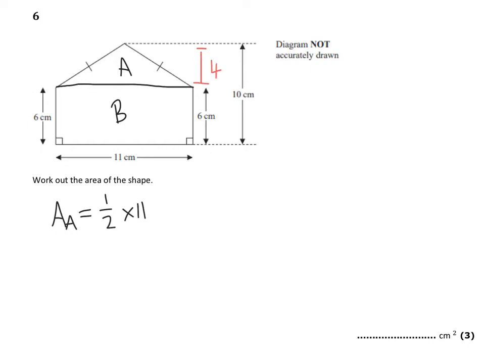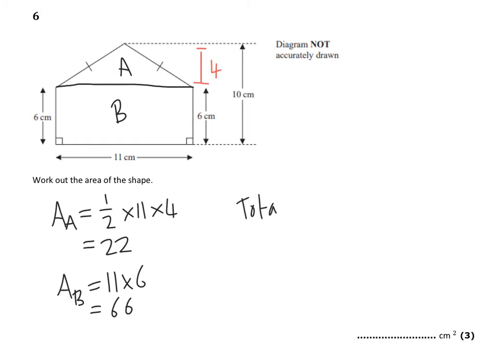So the height of the triangle is 4, and that will give you 22. The area of B is the base times the height, which would be 66. So the total area is 22 plus 66, which equals 88.